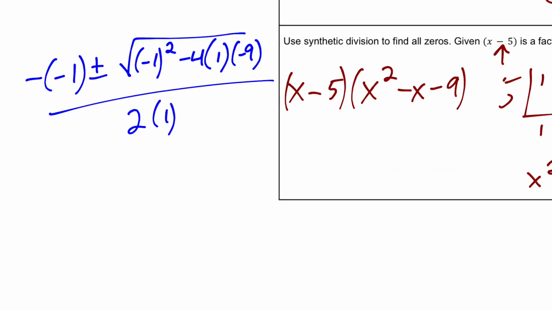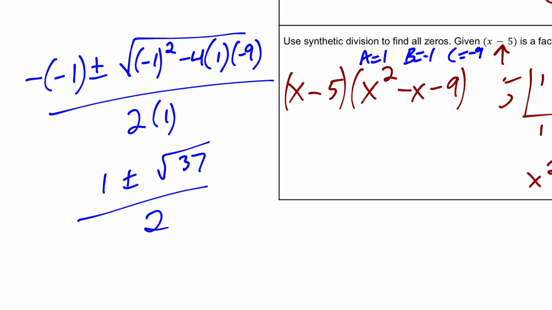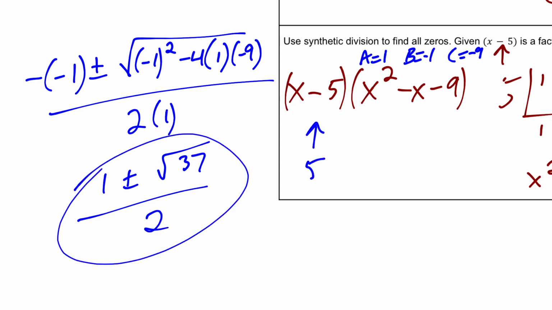So if we plug in our a, b, and c values, a here is 1, b here is negative 1, and c is negative 9. We get this. We can simplify this to 1 plus or minus the square root of 37 over 2. So one of our zeros is 5, and then our other zeros are this, given the quadratic formula. Why did we have to do it? Because this cannot be factored using the x method.